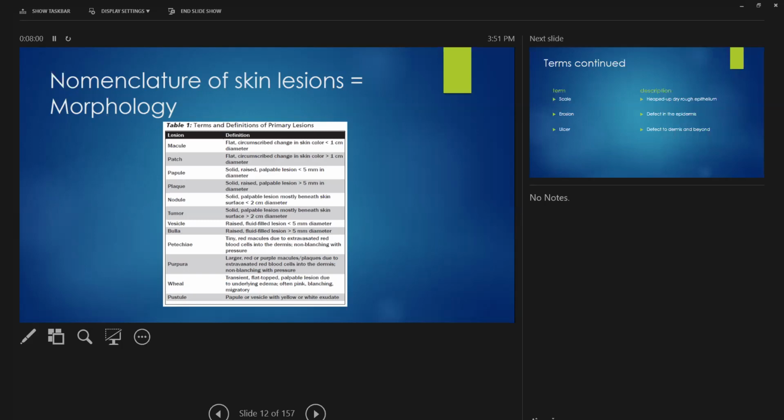Purpura are larger red or purple macules and plaques due to extravasated red blood cells into the dermis. This is non-blanching with pressure. A wheal is a transient, flat-topped palpable lesion due to underlying edema. This is blanching. And a pustule is a vesicle with yellow or white exudate.